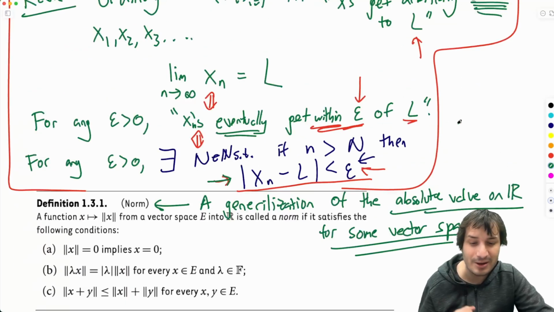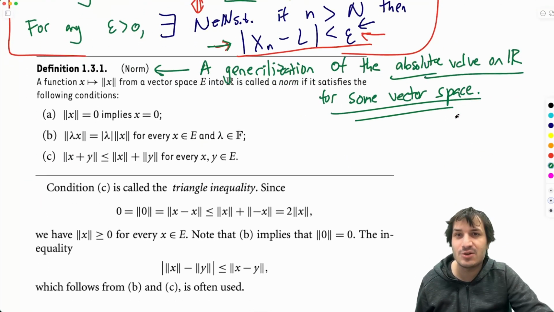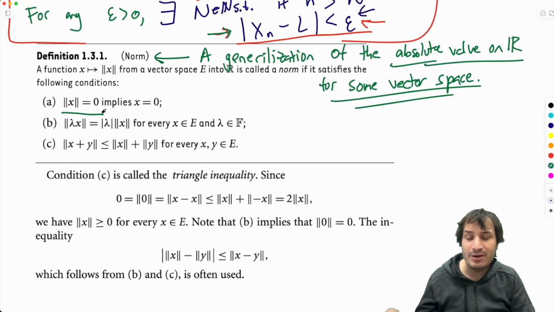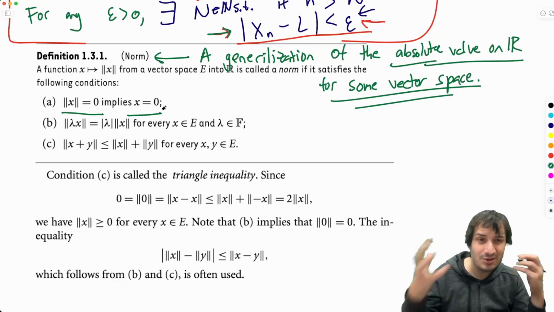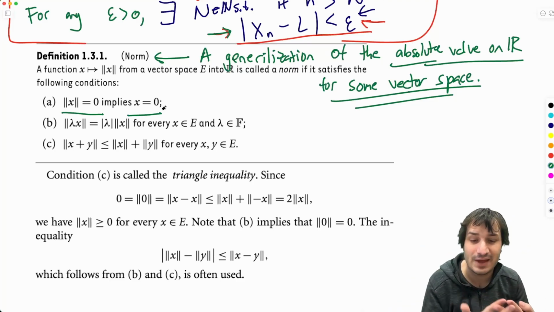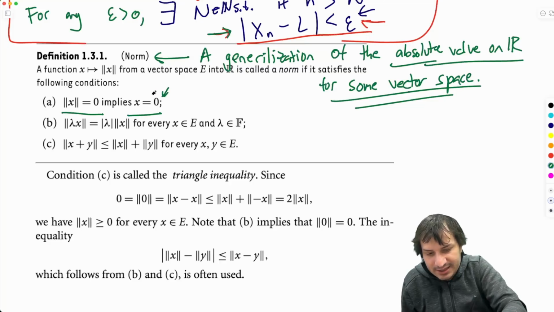The thing we actually care about is doing limits. What does the norm have to satisfy? These are the properties. If the norm is 0, then it must be the 0 vector. Remember, the 0 vector is special because if you add it to any other vector, that vector doesn't change. So this 0 over here is the 0 vector.